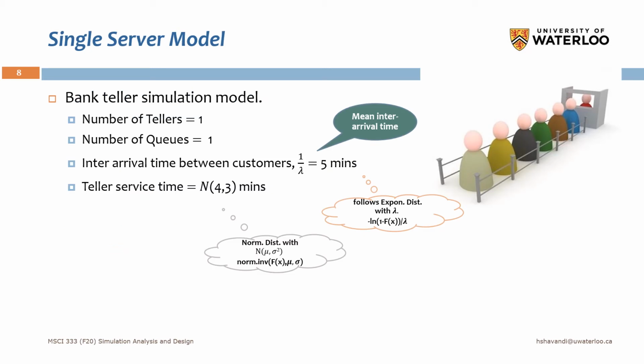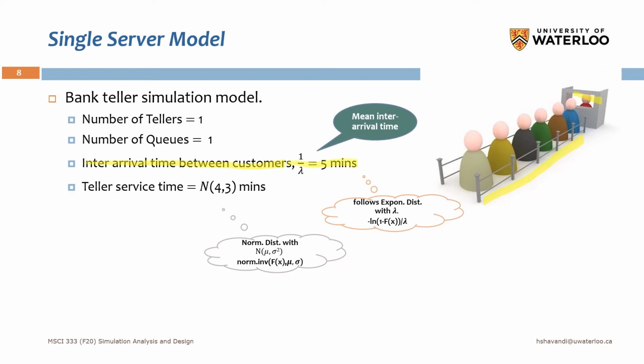So let's have our example here. This is a bank teller simulation model, or a single server model. Here we have just one server, a teller, and customers come to take the service from this teller, and we have a line here. So customers join this line if there is a line in order to take the service. These are the parameters that we have for our example. The inter-arrival time between customers, 1 over lambda, is 5 minutes.